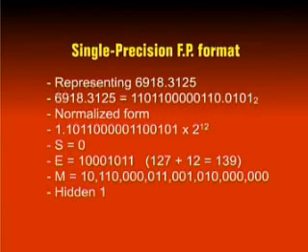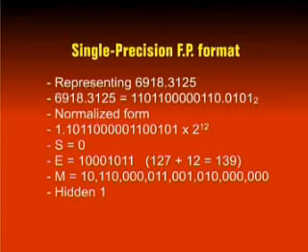Now let us represent the decimal number 6918.3125 using the 32-bit single precision floating point format. Now the decimal number 6918.3125 can be written in terms of binary as 1101 1000 00110.0101.